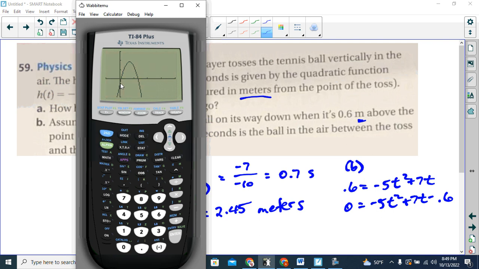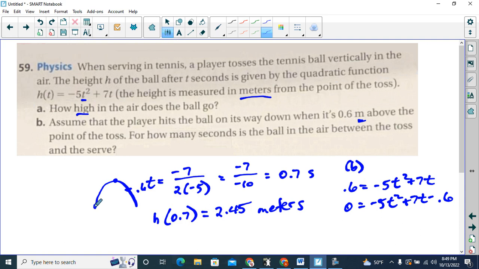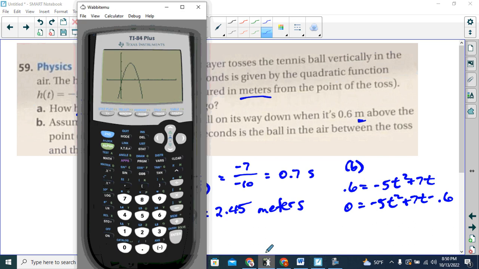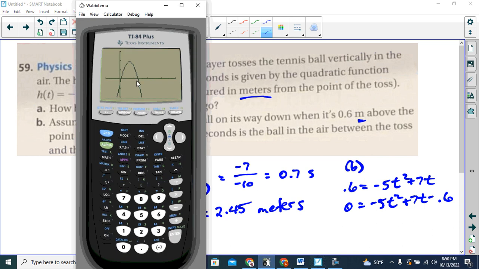So remember, we start at time 0. Notice it passes through 0.6 meters at some point here. But remember, we're looking for when the ball is coming down and at 0.6. So we're looking for the second x-intercept here. So this one right here.